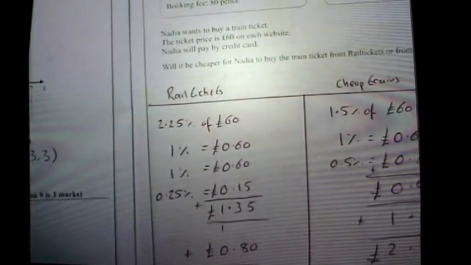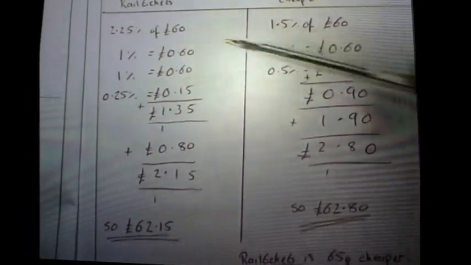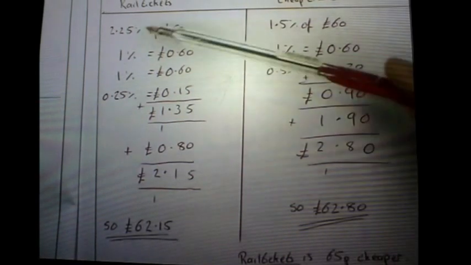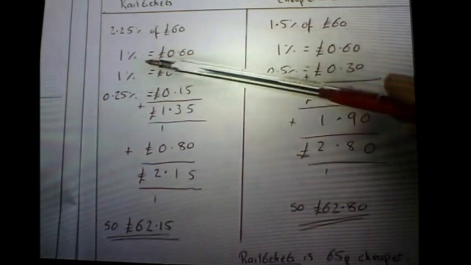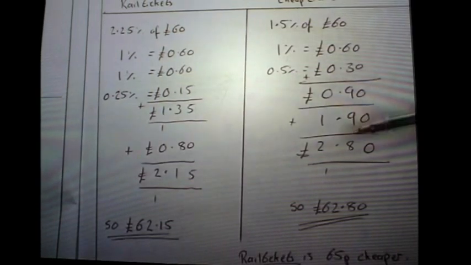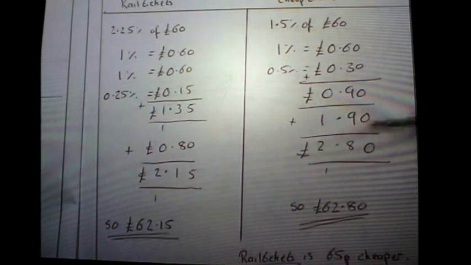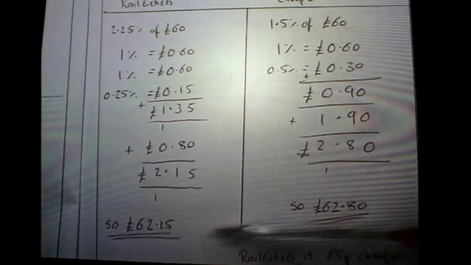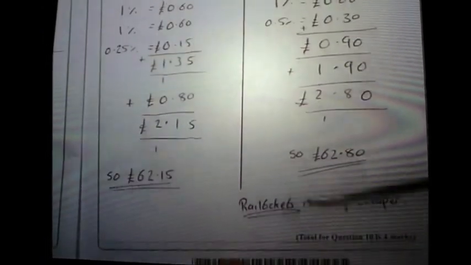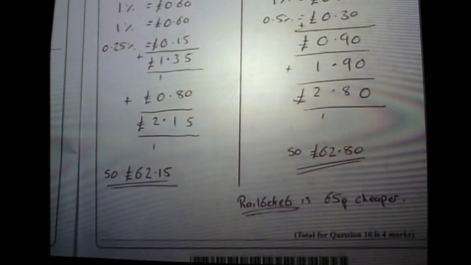Question 10, again another functional one up there, you've got your star. Work out how much your tickets cost. I'll let you read it. There's my workings. You've got to work out the percentages first without a calculator. So I broke 2.25% down to 1%, 1%, 0.25%. There you go. Same thing with the other one. Then you add on your fixed charge. For rail tickets, it was 80p. For cheap trains, it was £1.90. So that's that. Then I've seen which one's cheaper. Then I've written at the bottom quite clearly, rail tickets is 65p cheaper, 4 marks.